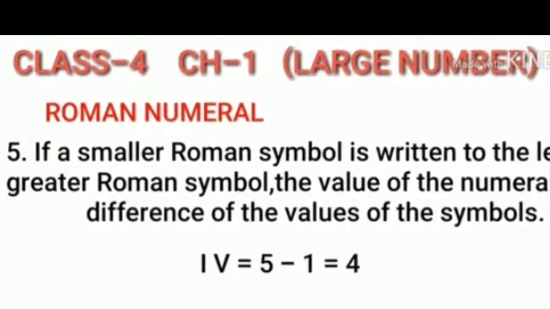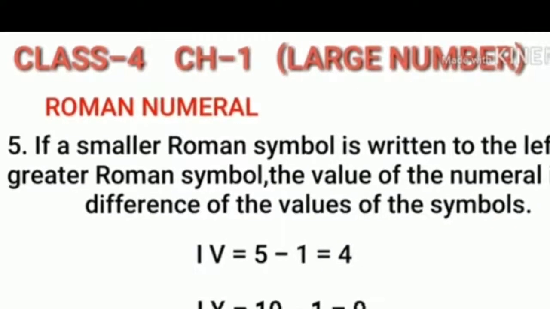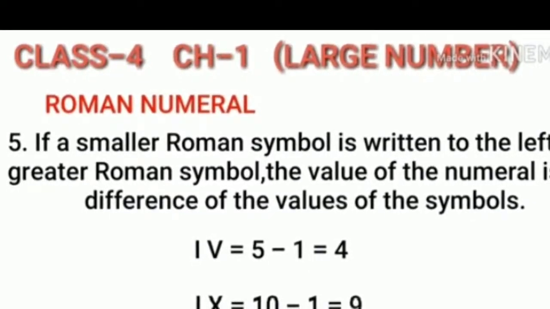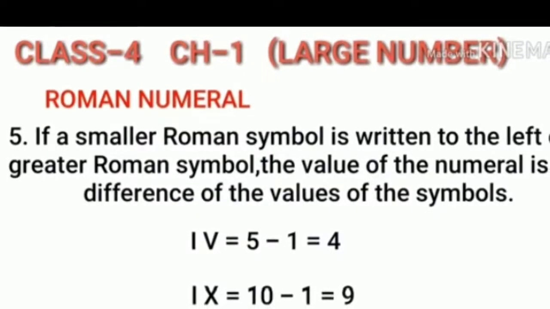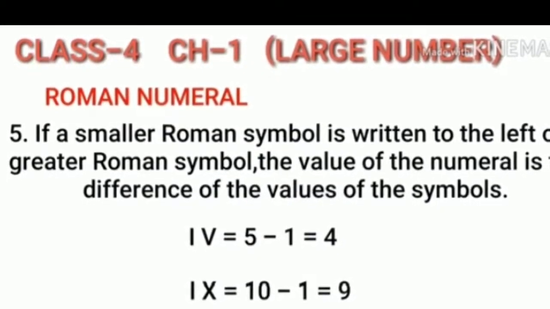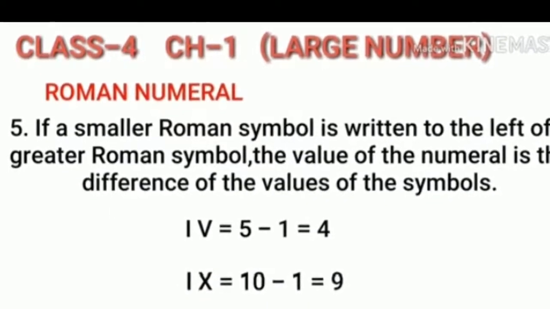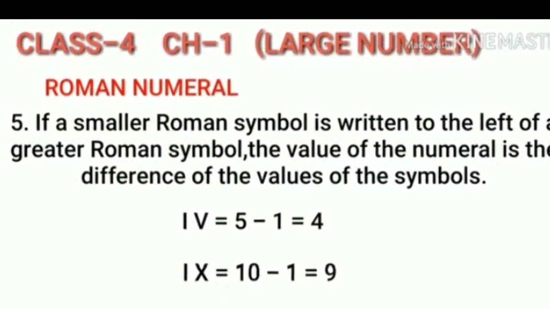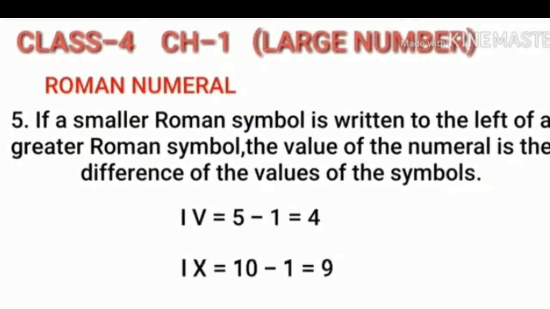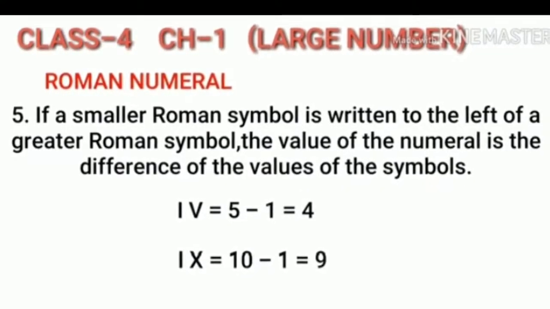The next rule is, if a smaller Roman symbol is written to the left of a greater Roman symbol, the value of the numeral is the difference of the values of the symbols. For example, for writing 4, we write IV. V is 5 and I is 1, so 5 minus 1 is 4. Similarly, for 9, we write IX. X means 10 and I means 1, so we subtract 10 minus 1, that is 9. It means we write the smaller number just before, and it represents a subtraction.